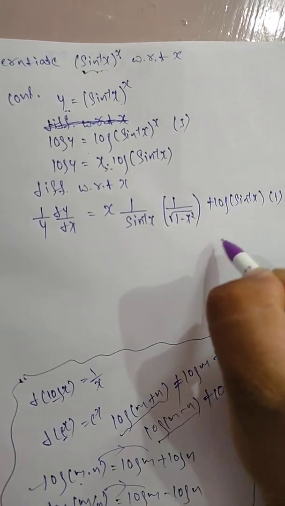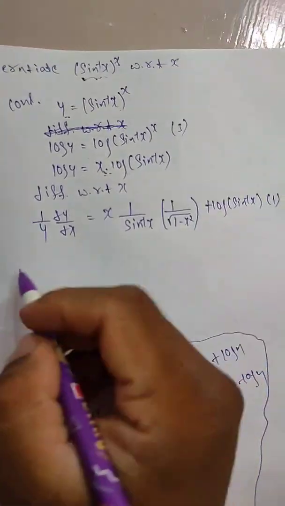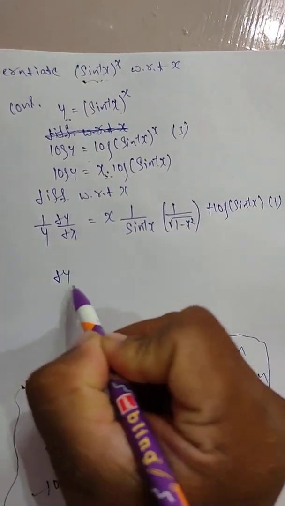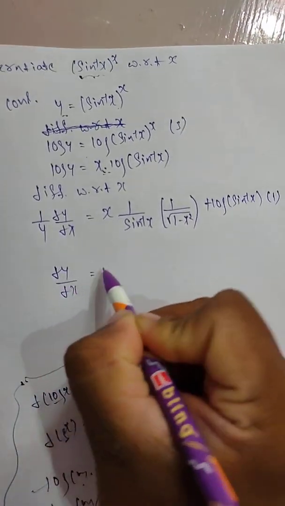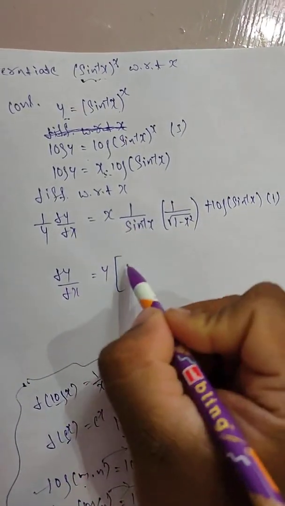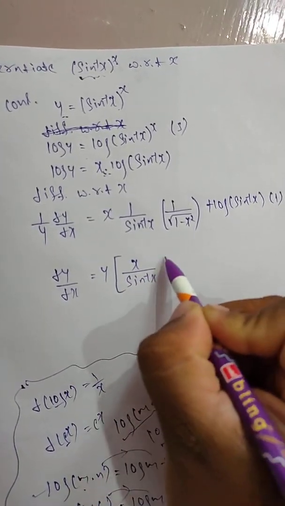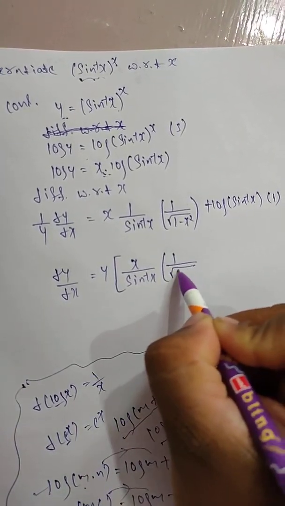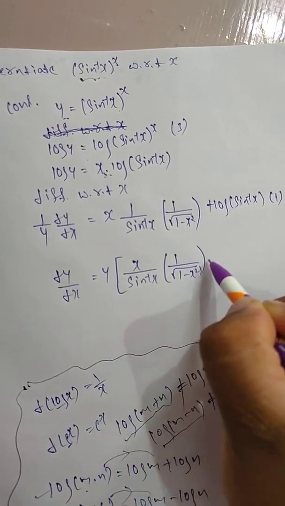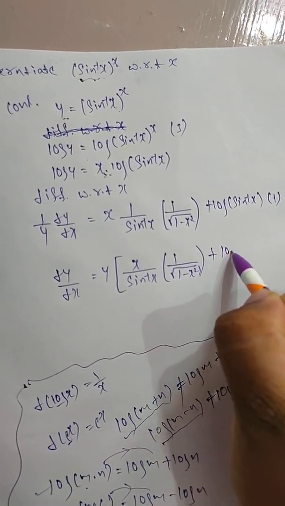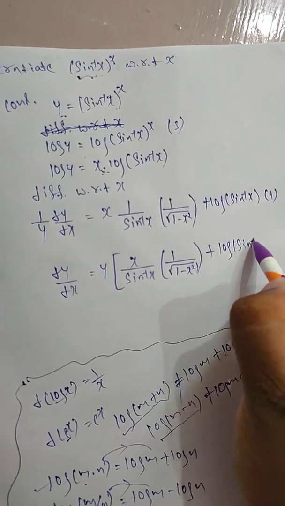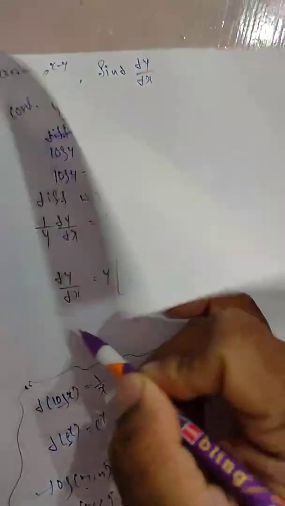Differentiation of x is 1. Now cross multiply the y. So dy by dx is equal to y into, rewrite this term, x into 1 by sin inverse x into 1 by root of 1 minus x square plus log of sin inverse x. Is it clear?